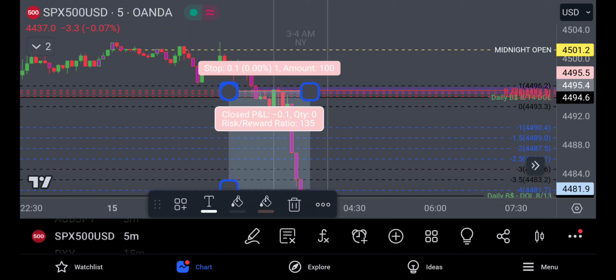What is the silver bullet strategy? Again, between 3 to 4 a.m. New York Eastern Standard Time, 10 a.m. to 11 a.m. Eastern Standard Time, and 2 p.m. to 3 p.m. Eastern Standard Time. You're waiting for price to trade into an FVG, and that FVG could have formed before these 3 time periods, and we're taking the trade from there within the 3 time periods. We're not waiting for the FVG to form. And guys, do this on the 5-minute. It works a whole lot better for you.